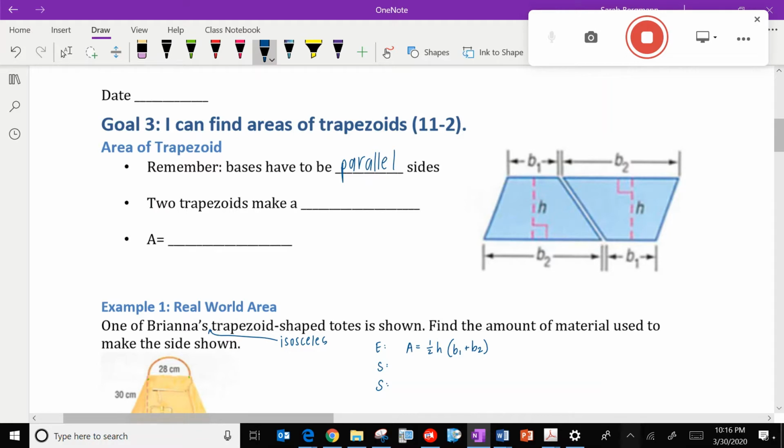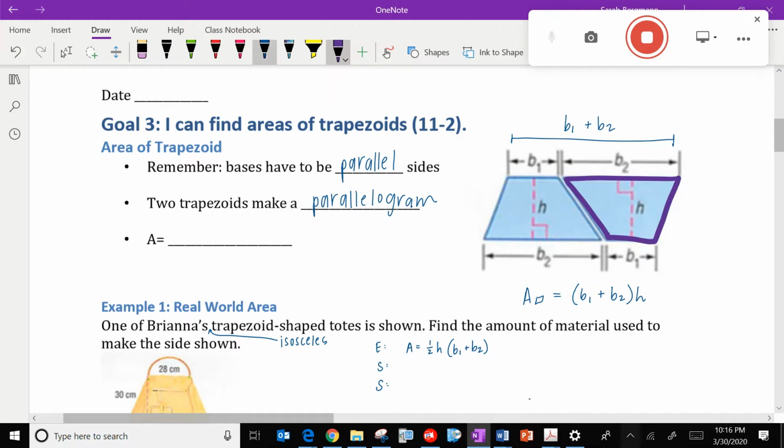And just to show you where this formula comes from, I want you to realize that two trapezoids make a parallelogram. And notice, if we were looking at this parallelogram, the base would be B1 plus B2. Remember, the formula for area of a parallelogram is base times height. So for this parallelogram, we would do B1 plus B2 times the height. However, since we are just trying to find half the area of that parallelogram, our formula for area of a trapezoid is half times B1 plus B2 times height.